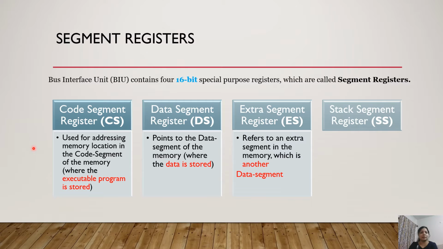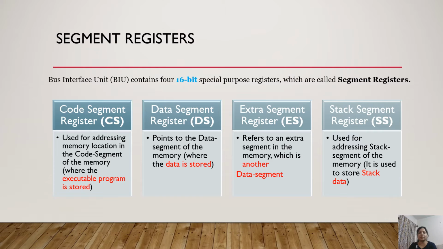First of all, the code segment is where the executable program or the code is stored. It is used for addressing the memory location in the code segment portion of the memory. Then the data segment. Data segment register is where the data is stored, and it points to the data segment portion of the memory. Extra segment is basically an extra data segment, which refers to an extra segment in the memory. And finally, the stack segment is used to store the stack data, and it is for addressing the stack segment of the memory.